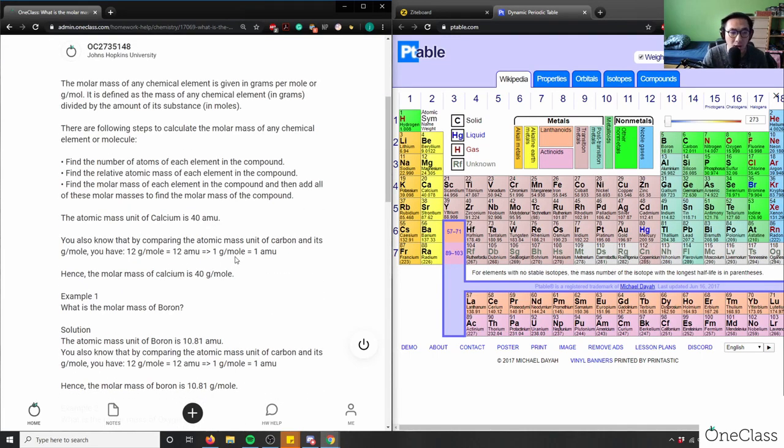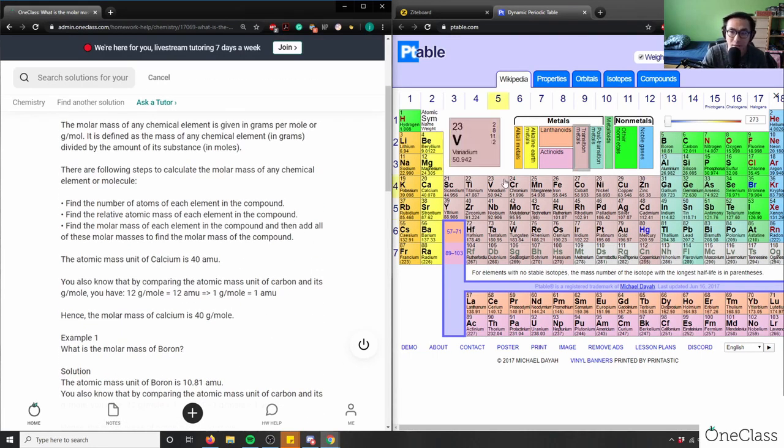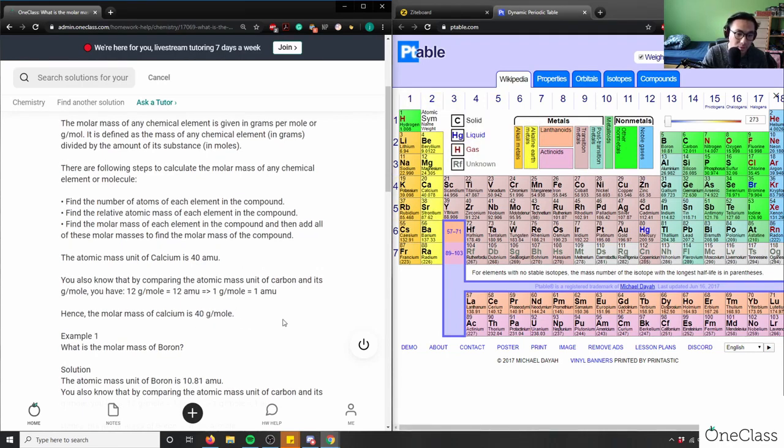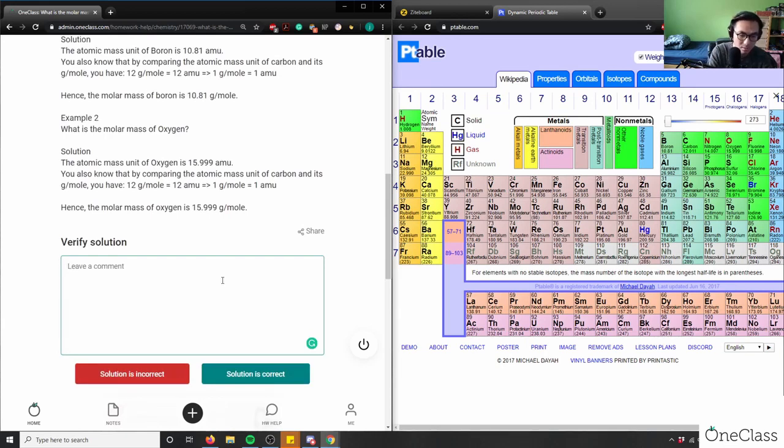So it says here, which means what's the molar mass? I could simply look at the periodic table. It's 40.078, so they rounded it to 40 grams per mole. So this here is a correct answer. Great solution, step by step, and I guess definitions in defining what the molar mass is. Sweet, the solution is correct.